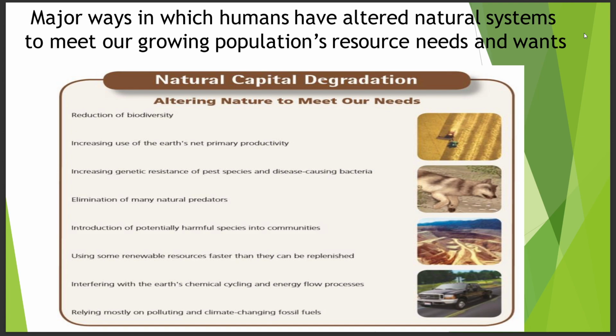Increasing genetic resistance of pest species and disease-causing bacteria, elimination of many natural predators, introduction of potentially harmful species into communities, using some renewable resources faster than they can be replenished, interfering with the Earth's chemical cycling and energy flow processes, relying mostly on polluting and climate-changing fossil fuels.